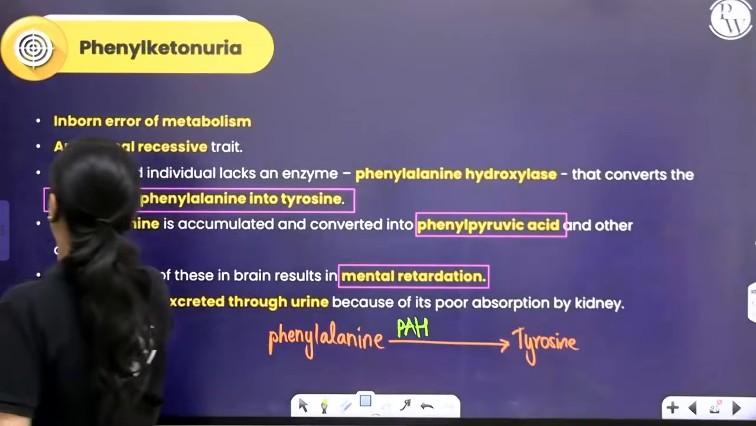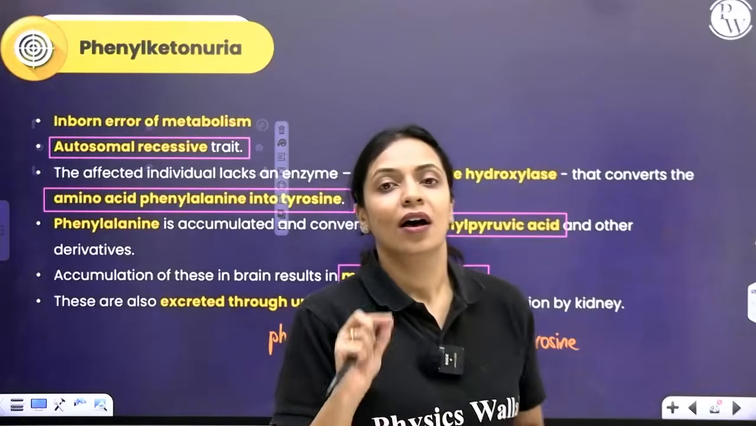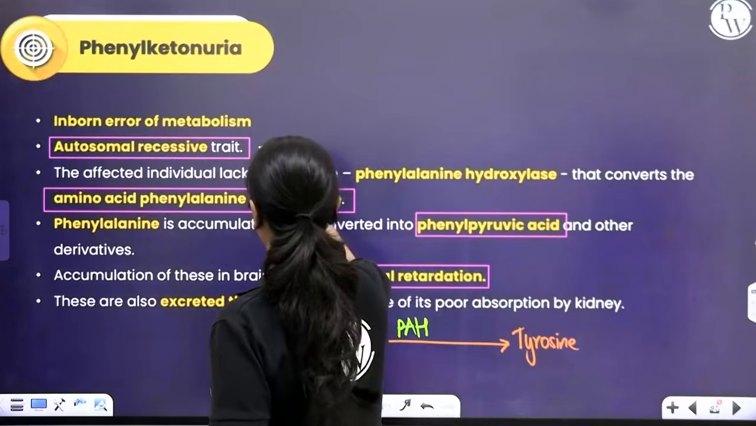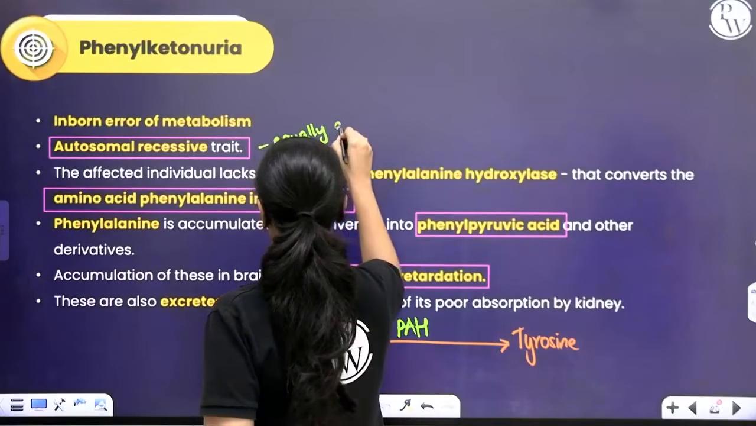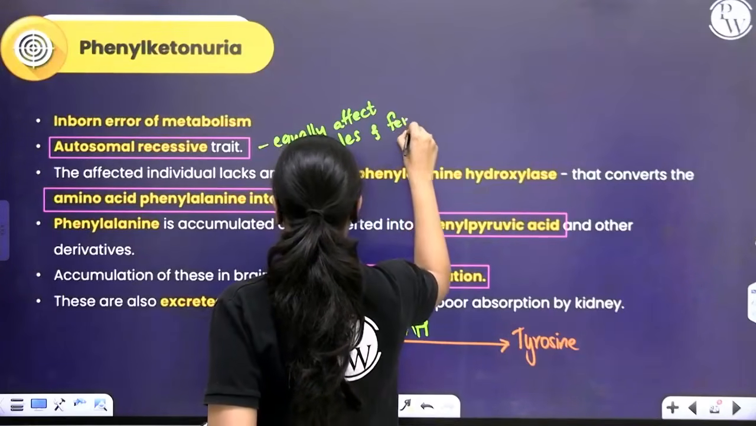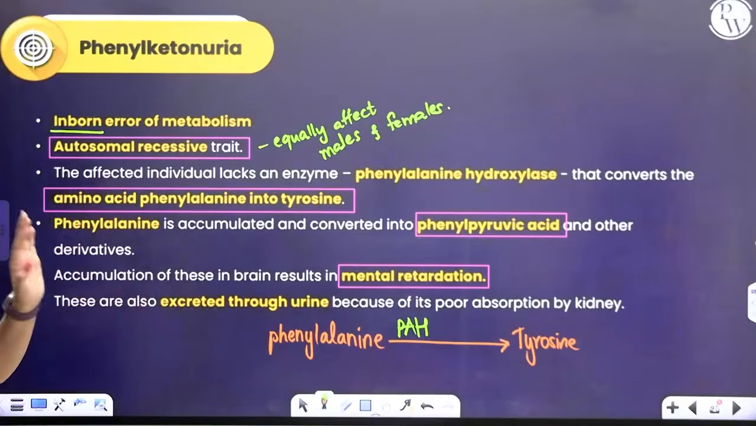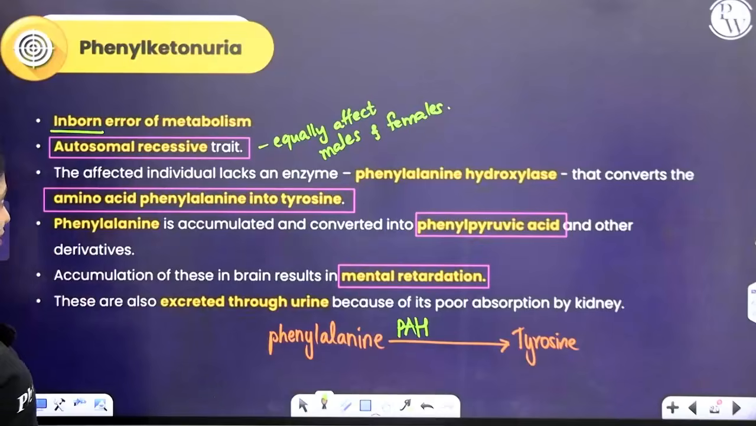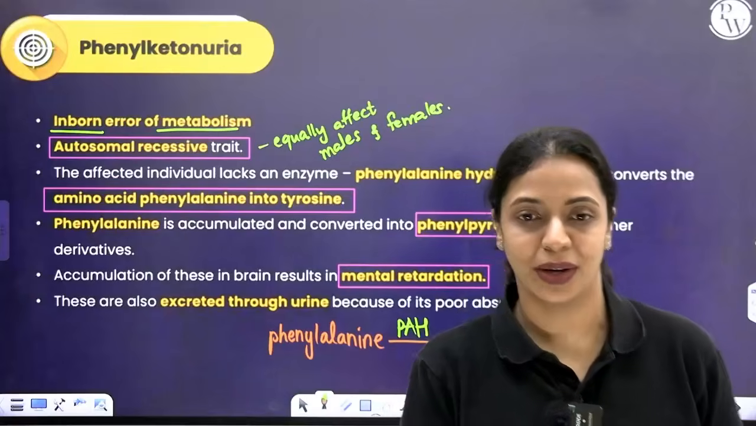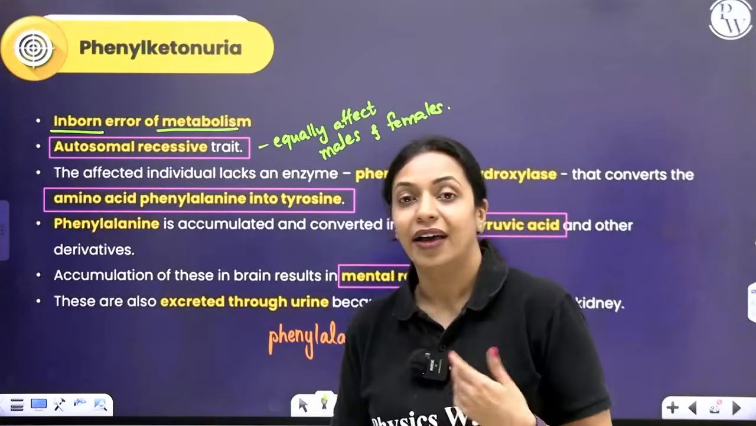This is an autosomal recessive trait. Previously, whatever we saw is X-linked recessive, both the color blindness and hemophilia. This one is autosomal recessive, meaning it will equally affect males and females. Inborn error of metabolism, it's called. Inborn means from the time a child is born, from then this disorder is there, like all genetic disorders. It is an error of metabolism because it interferes with the metabolism of the amino acid phenylalanine, right? So that is why it's called inborn error of metabolism.